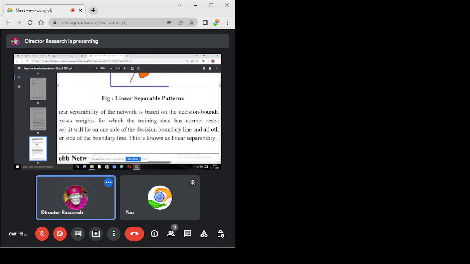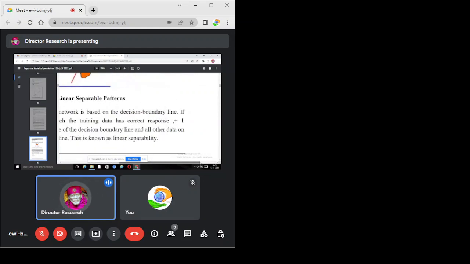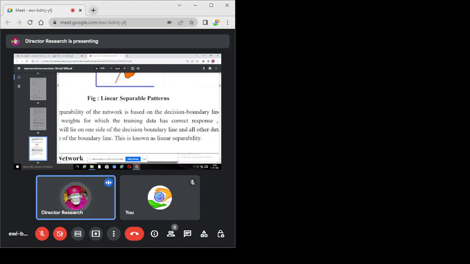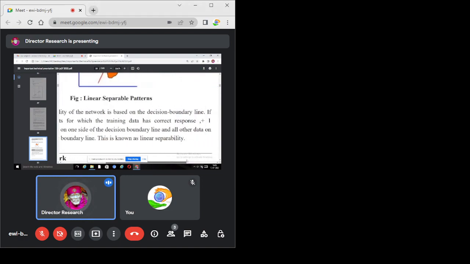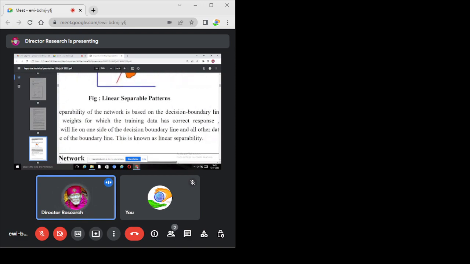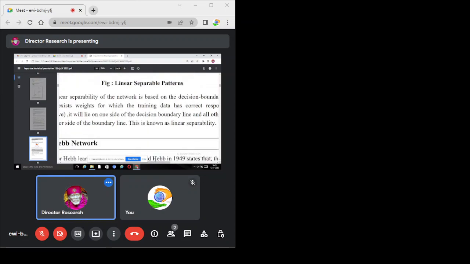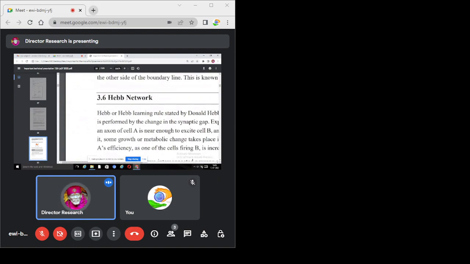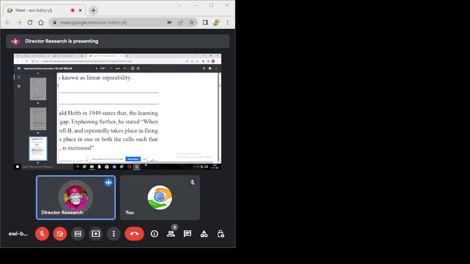If there exist weights for which the training data has response +1, it will lie on one side of the decision boundary line and all other data on the other side of the boundary line. This is known as linear separability: one side of the decision line and the other side of the decision line. Then the Hebb network, a rule started by the Hebb network.